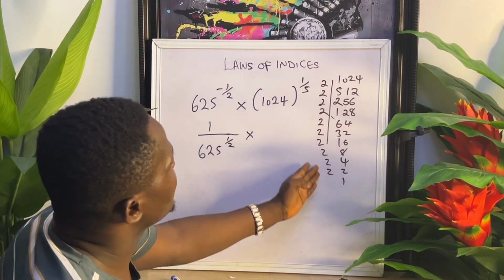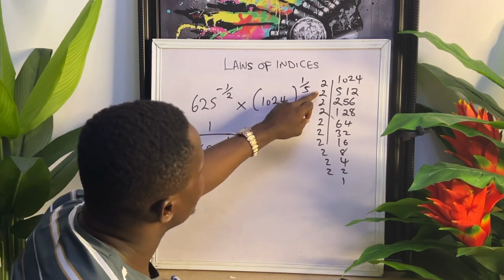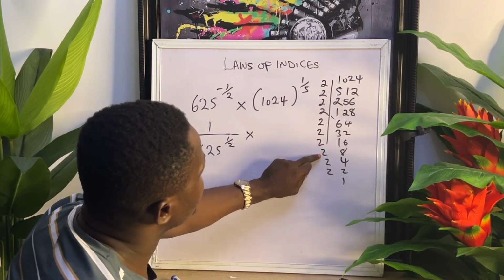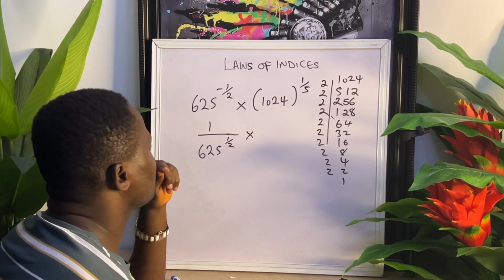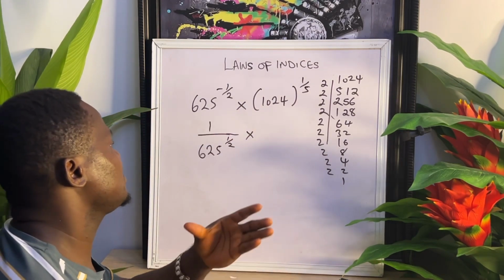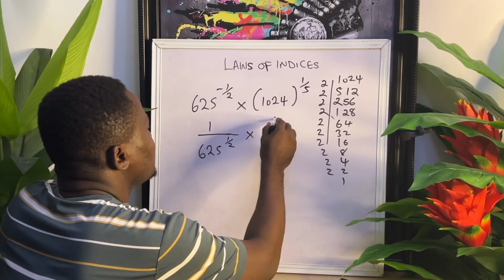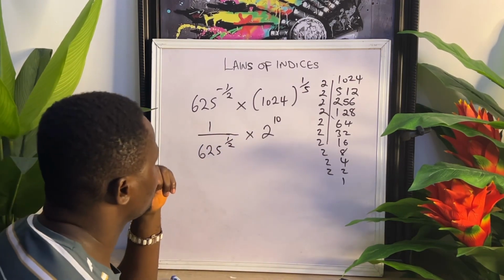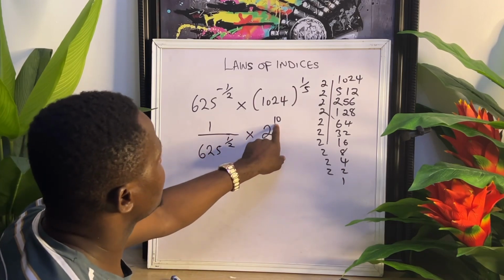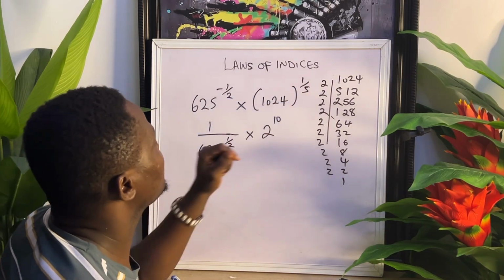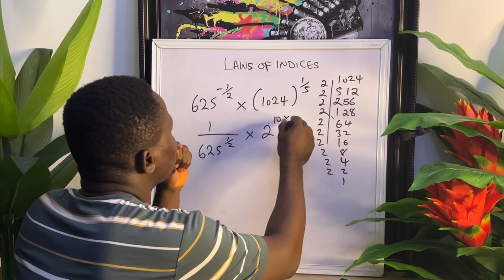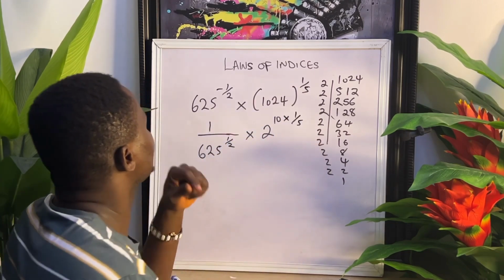Let's count how many 2's we have here. 1, 2, 3, 4, 5, 6, 7, 8, 9, and 10. 2 ten times is written as 2 raised to power 10. Mind you, this new power, that is 10, we multiply by the power outside before. That is times 1 all over 5.